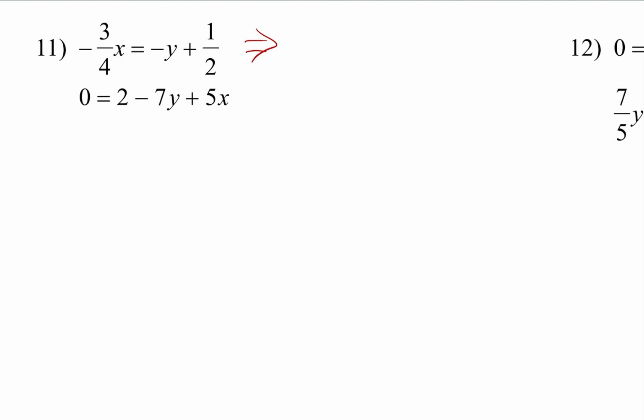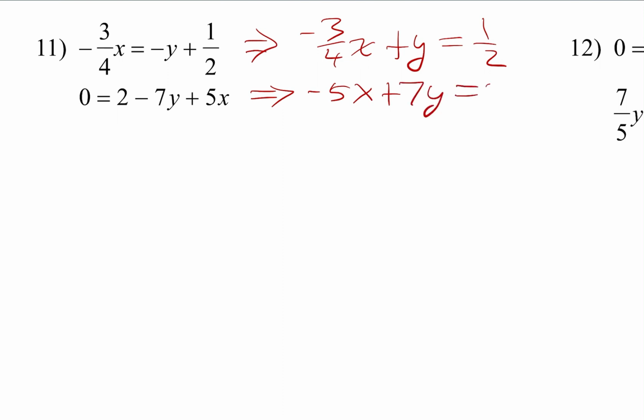How about we do the negative 3/4 x. Let's put the x in the first term, and then let's move the y over. So I'm going to have plus y, and I'm going to leave the constant on the other side, 1/2. And then the bottom equation is going to be similar. Let's move the x over first, so it's negative 5x and plus 7y, and I'll leave the 2 where it is. So those are my two equations. Now the different terms are lined up one on top of the other, we can see what we have to multiply to make these common.